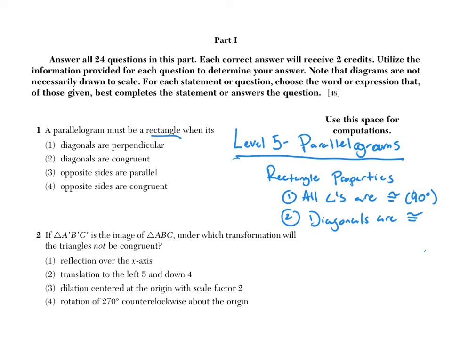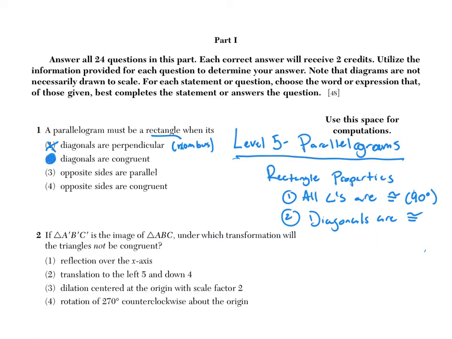Well, let's go through them. First one, diagonals are perpendicular. Nope, that is not what we're looking for. This is a rhombus property. All right, that's rhombus. We don't like you. 2, diagonals are congruent. Well, look at that. We already got the answer. So 2 is what we're going to fill in. Let's just go through the rest of them.